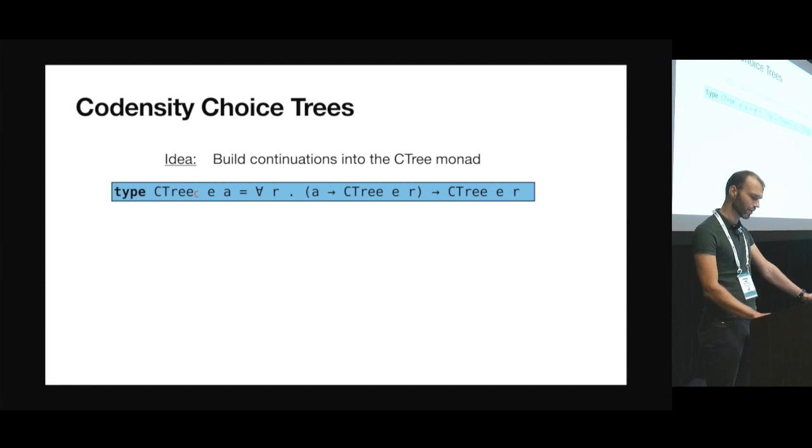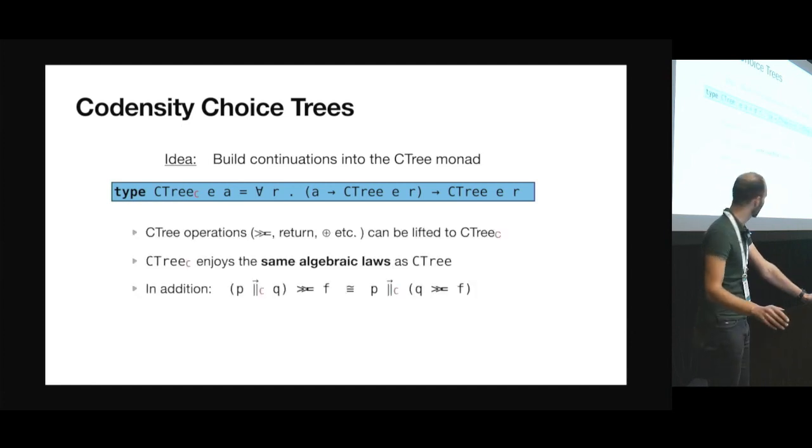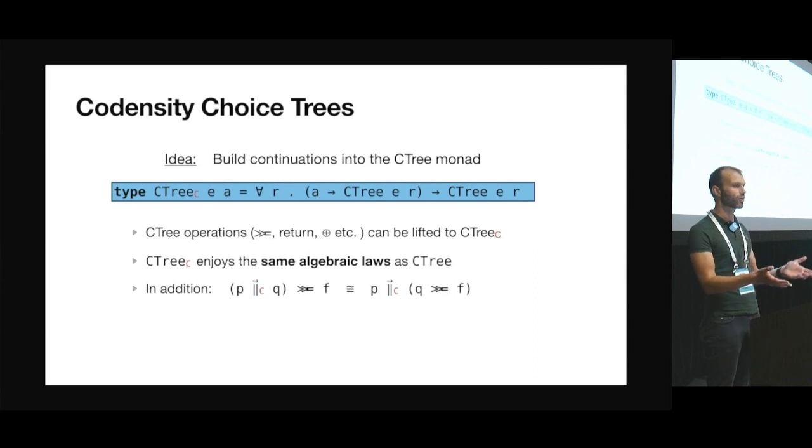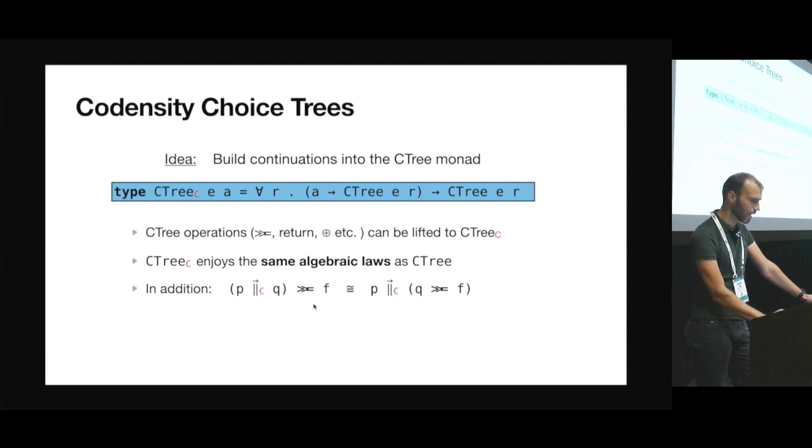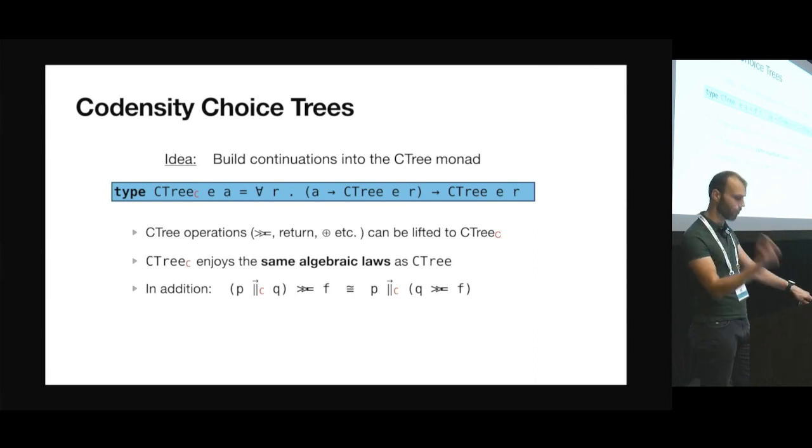But the upshot of this construction is twofold. First of all, we can lift all of the operations on choice trees, right? The monadic operations, the non-deterministic choice, all of that can be lifted to this codensity choice tree construction. And importantly, all of the algebraic laws follow along, and we have the same reasoning principles that we can use. So that's nice. And secondly, we also get an additional law that tells us how monadic bind interacts with parallel composition, and that shows that this is the right parallel composition for modeling how fork works.